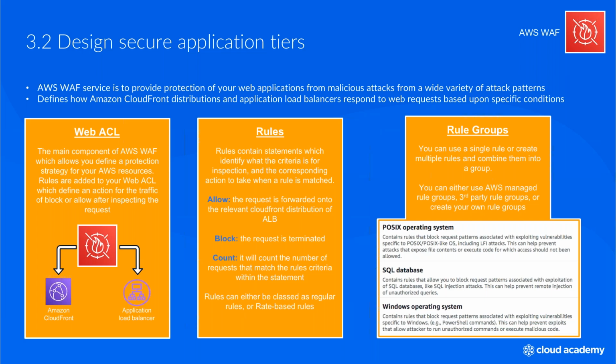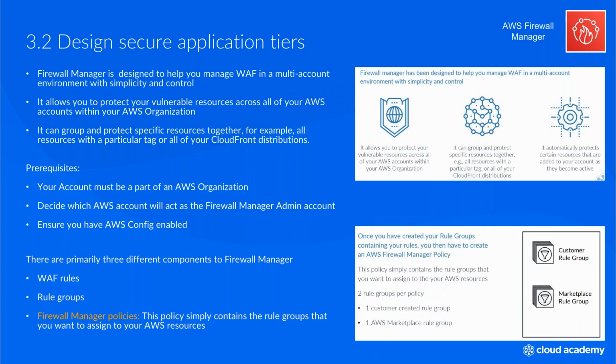So moving on from WAF, what do we have now? Firewall Manager. This closely relates to AWS WAF that we just spoke about. Firewall Manager was essentially designed to help you manage WAF in a multi-account environment with simplicity and control. It allows you to protect your vulnerable resources across all of your AWS accounts within your AWS organization, and we spoke about organizations earlier. It can group and protect specific resources together, for example, all resources with a particular tag or all of your CloudFront distributions.